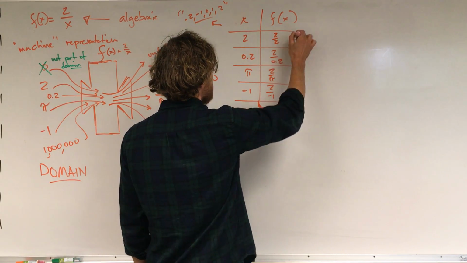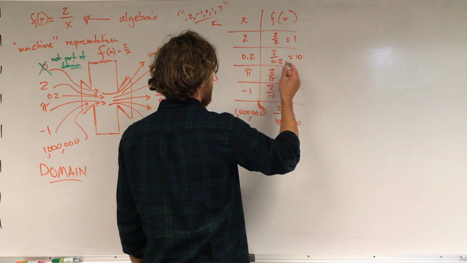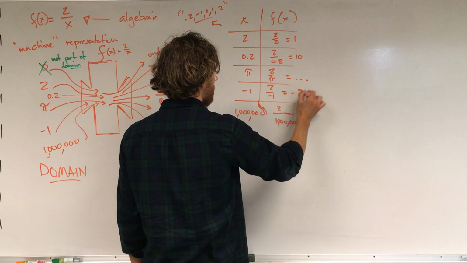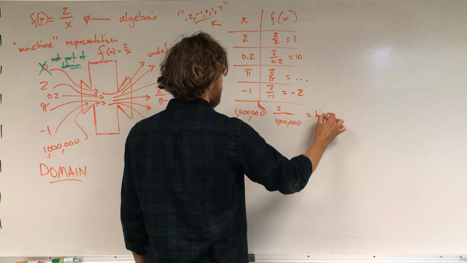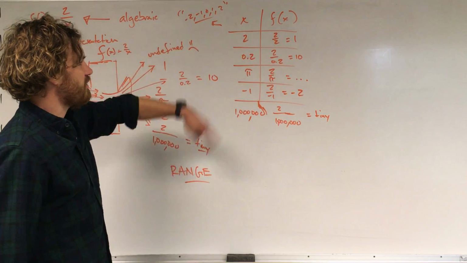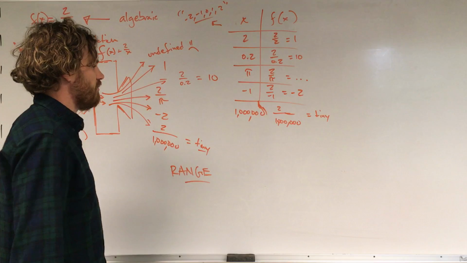And, you know, that's 1. This is 10. This is like, you know, some decimal number. This is -2, and this is tiny. It's some tiny number. So anyways, we can represent a function in a table, and then we can start to look at, okay, what it would look like.